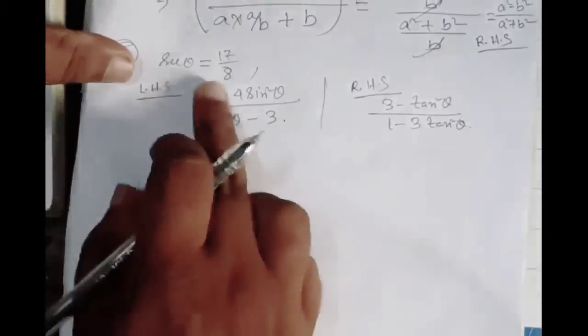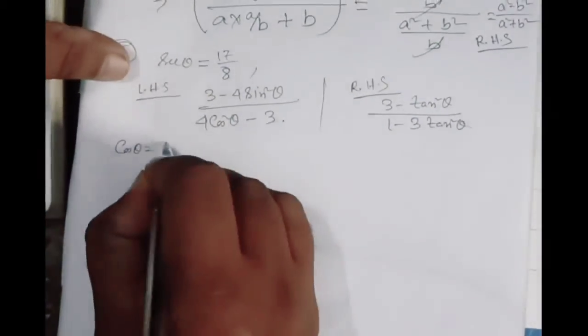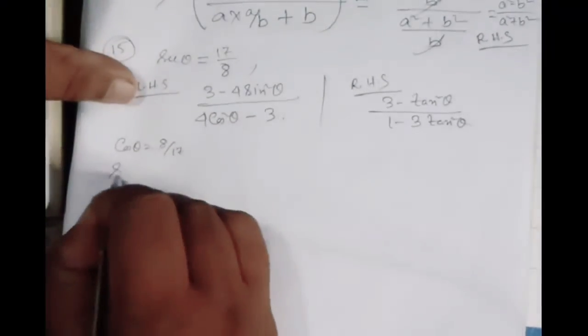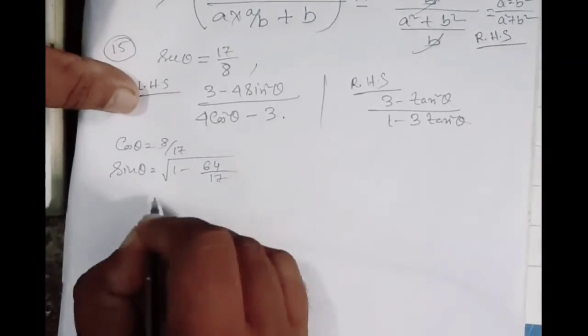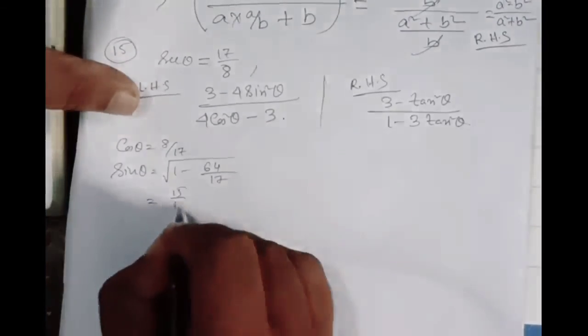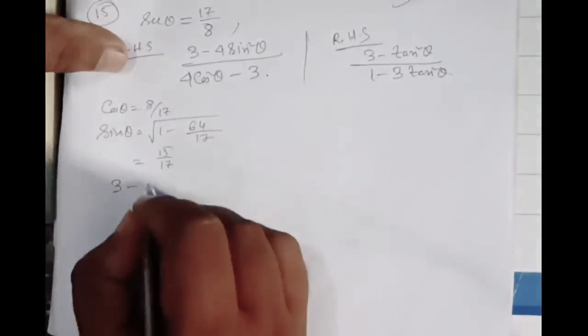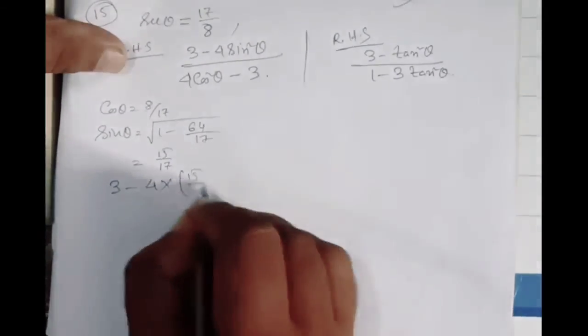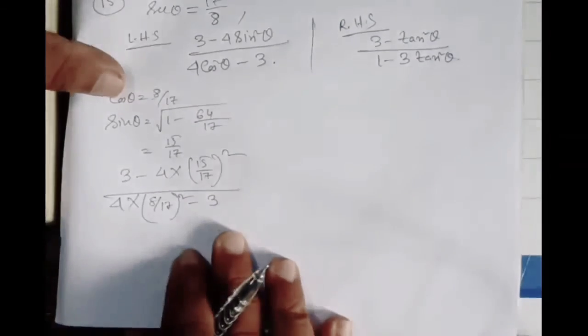Now sec theta is given 17 by 8. So obviously cos theta is equal to 8 by 17 and sin theta is equal to root over of 1 minus 64 by 289. That means 15 by 17. If you do the calculation, you will get this. So now put this value over LHS. 3 minus 4 sin square theta by 4 cos square theta minus 3. 4 into sin square theta means 15 by 17 whole square, by 4 into 8 by 17 whole square minus 3. Okay.